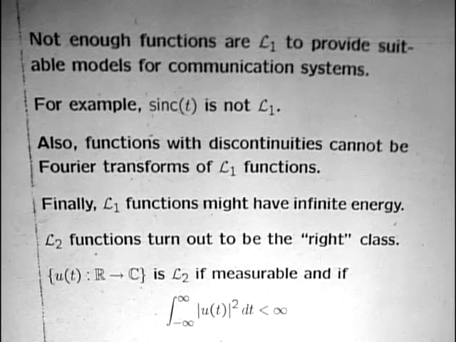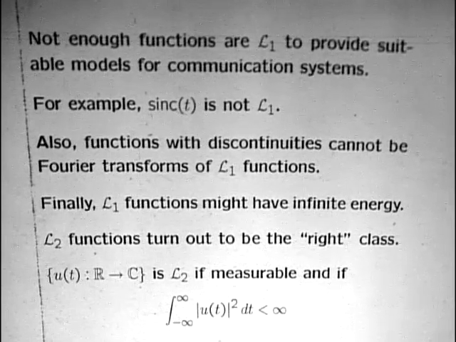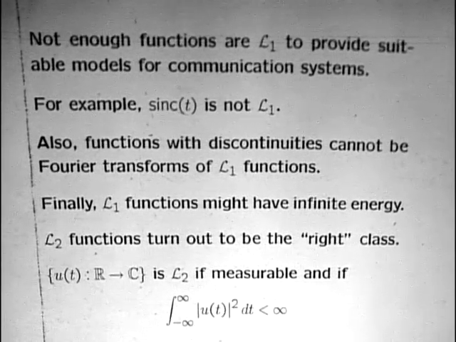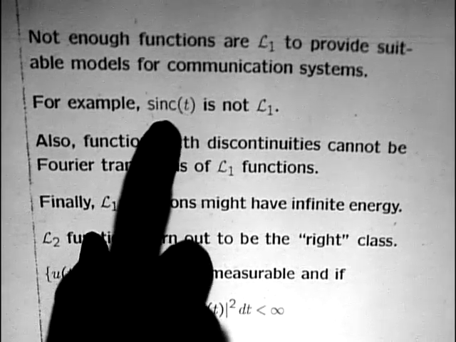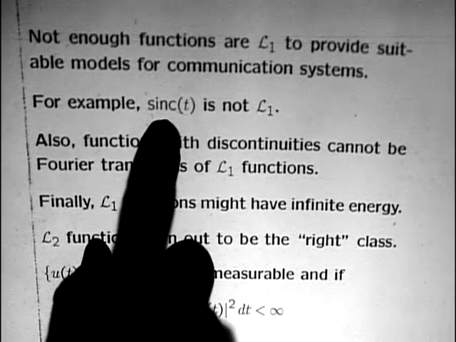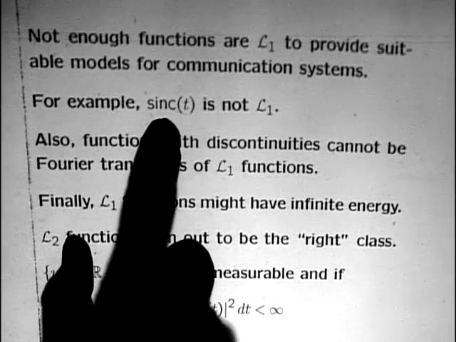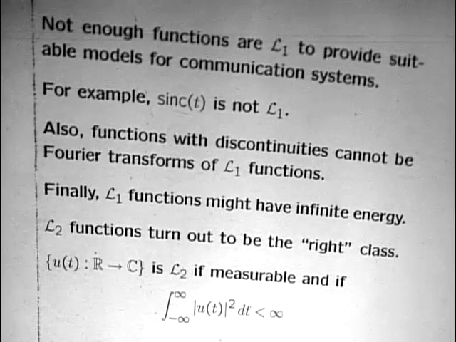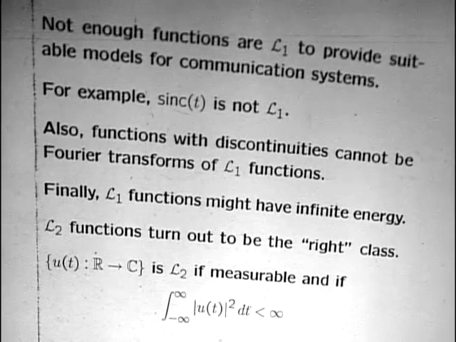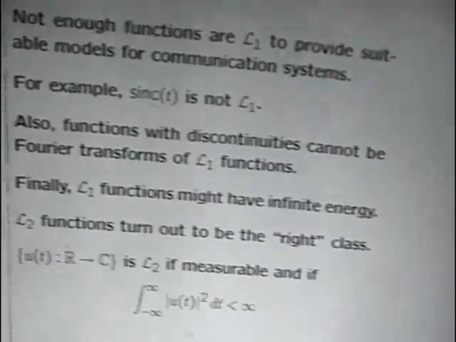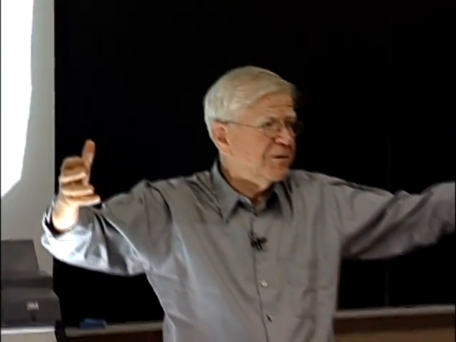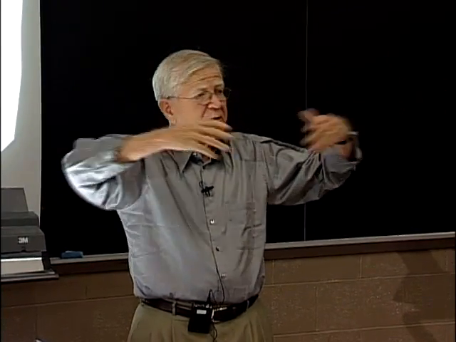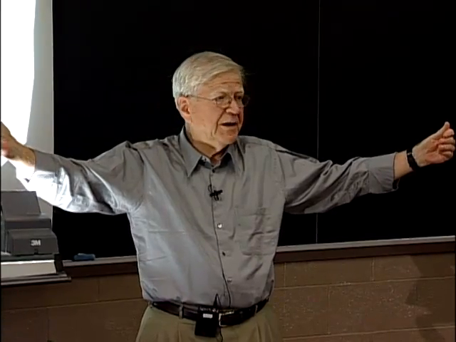And in fact, most of the models that we're going to look at, the functions that we're dealing with are L2 functions. One of the reasons for this is that the sinc function, sine x over x, is not L1. I mean, a sinc function just goes down as 1 over t. And since it goes down as 1 over t, you take the absolute value of it and you integrate 1 over t, and what do you get when you integrate it from minus infinity to infinity?